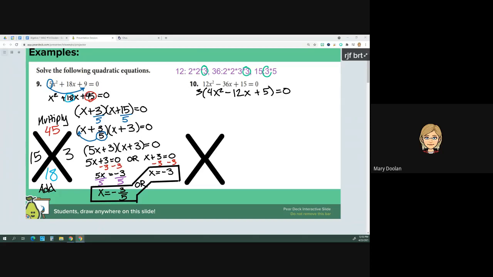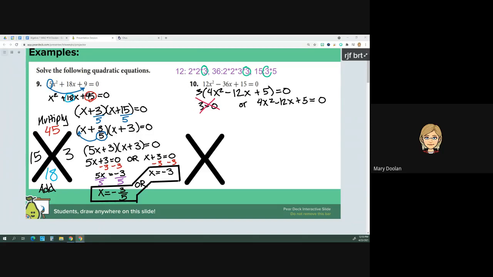And so right here, I think I could break this up. We have 2 factors. We have 3 as a factor, and we have everything in the parentheses as a factor. So you can even do the zero product property right now. Either 3 equals 0 or 4x squared minus 12x plus 5 equals 0. 3 equals 0, this is not going to happen, so you can just forget about it. And we're just going to focus in on this right here.